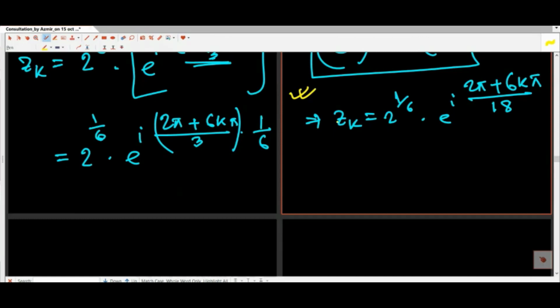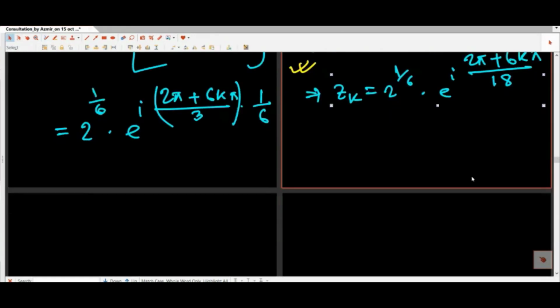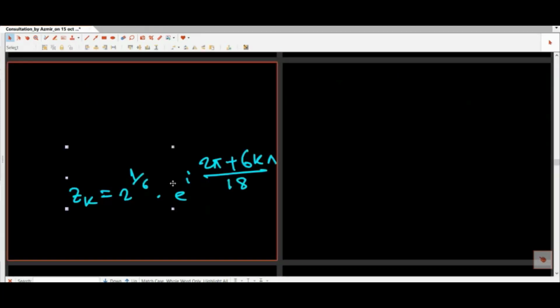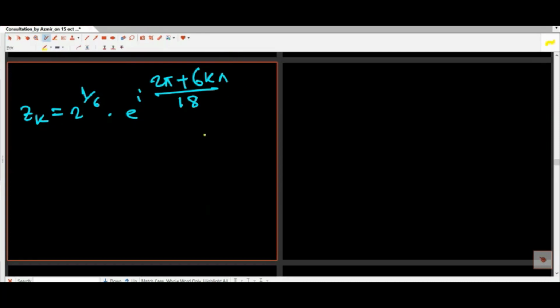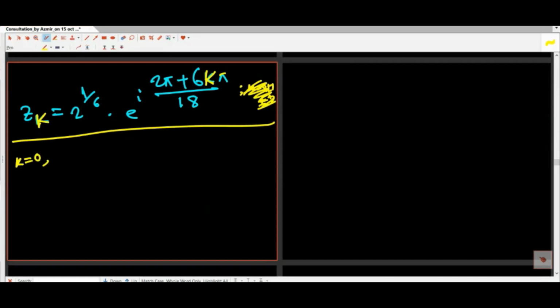Now we have all the solutions that we have to find. We need to have 6 solutions. We can mention that k can be 0, plus or minus 1, plus or minus 2, like that. So this is our input now. For the first solution, let us take k equals 0.